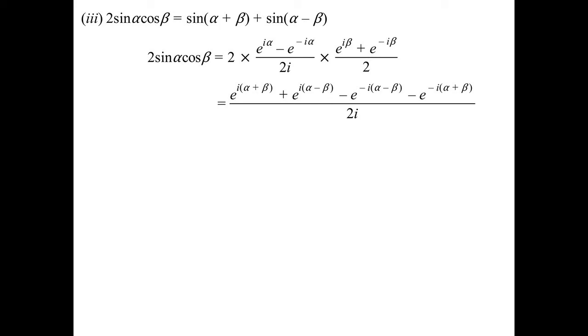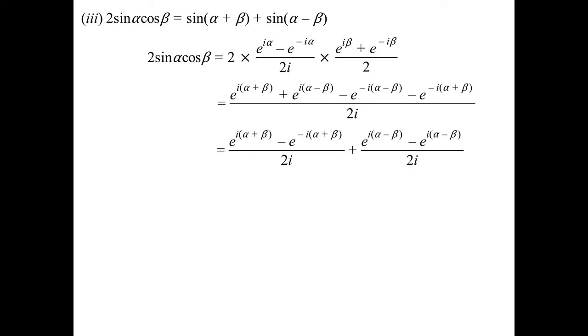And again, grouping things cleverly, I've got e to the i(alpha plus beta), plus e to the i(alpha minus beta), minus e to the minus i(alpha minus beta), minus e to the minus i(alpha plus beta). But then I'll split those into two things, where it's alpha plus beta in both powers and alpha minus beta in both powers, and you'll hopefully notice that we've got our sine result.